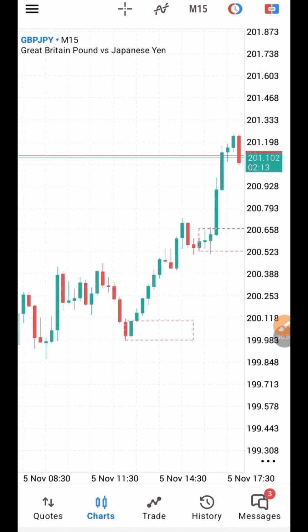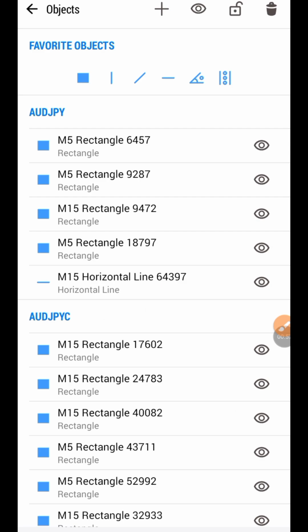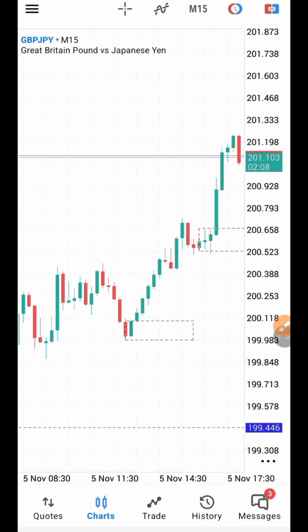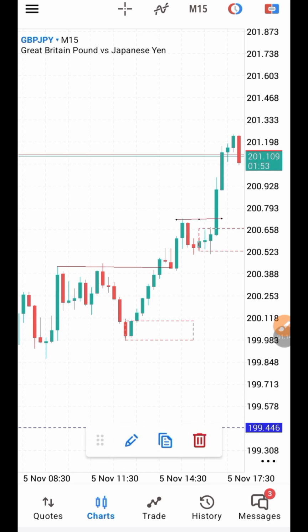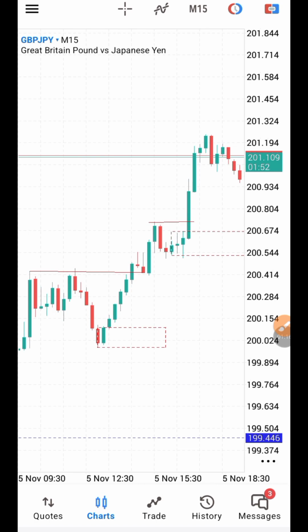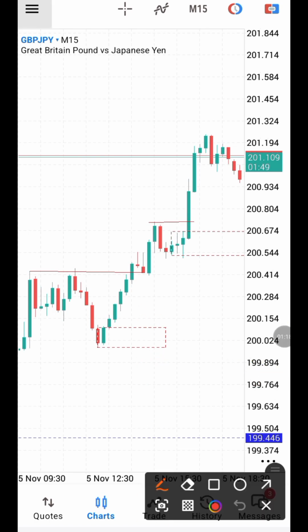I'm also going to be marking out the break of structures in a very tiny way so you get to understand. Now this is the first break of structure we have to the upside, and this is the second break of structure on the 15 minutes time frame. Now these 2 break of structures, like I said, have their origin that formed them, this origin and this one. This is the first order block, this is the second one.